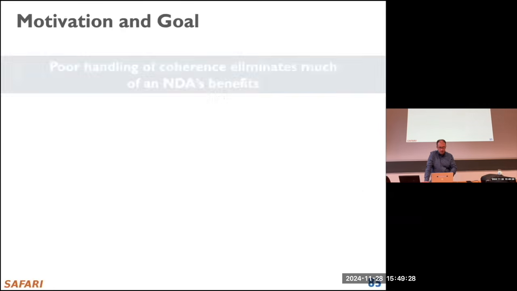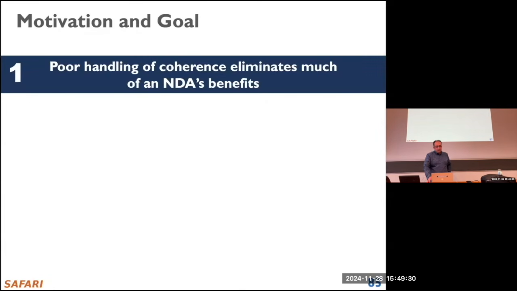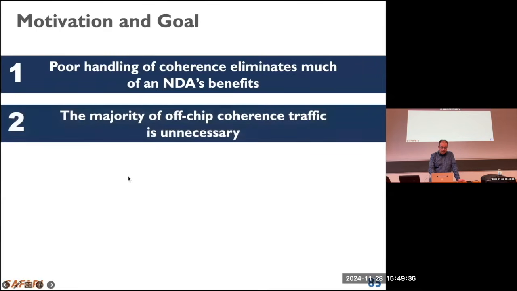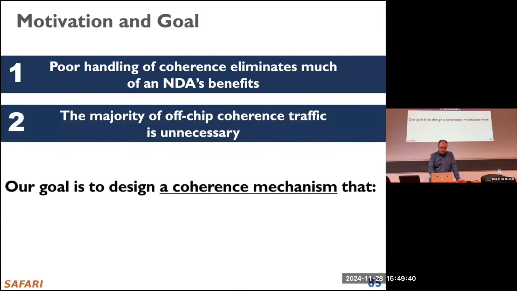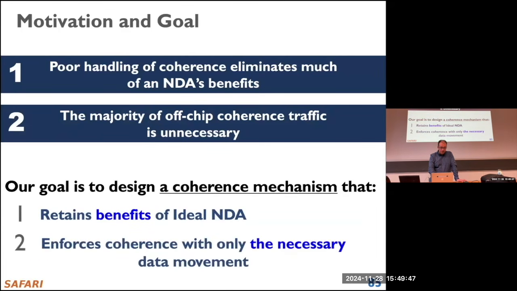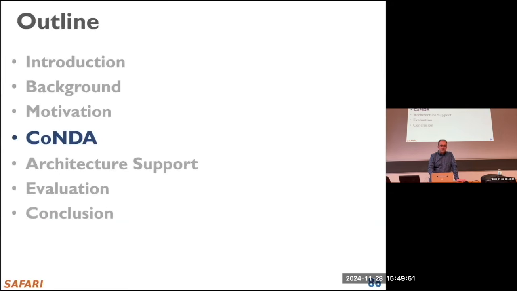Yeah, you can walk through all these animations. So that's the motivation of this work. Poor handling of coherence eliminates much of NDA's benefits, and the majority of off-chip coherence traffic is unnecessary. Our goal is to design a coherence mechanism that retains the benefits of ideal NDA and enforces coherence with only the necessary data movement. That brings us to CoNDA.